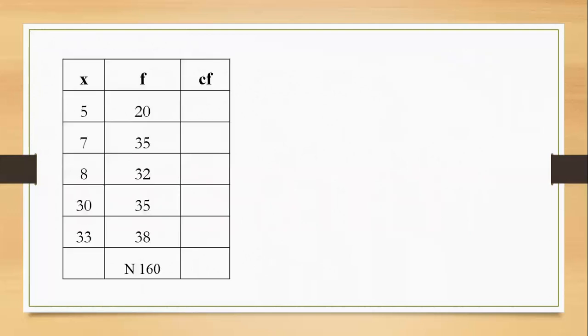Then we calculate the cumulative frequency. In the tabular column with x and frequency, we calculate the cumulative frequency. The total frequency is 160. You know very well how to calculate the cumulative frequency: simply add up the frequencies. The first is 20, next 20 plus 35 is 55, next 55 plus 32 is 87, next 87 plus 35 is 122, and 122 plus 38 is 160. It is the less than cumulative frequency.